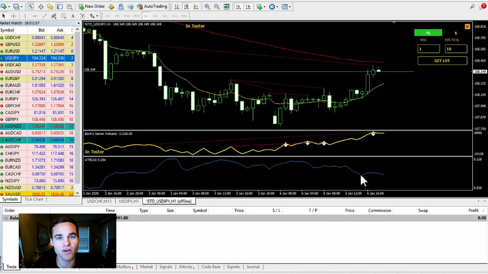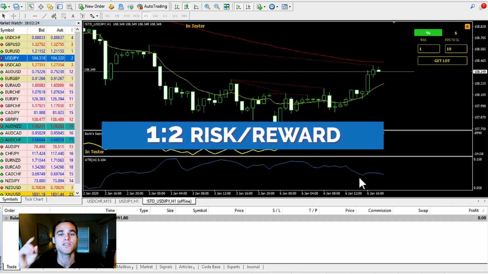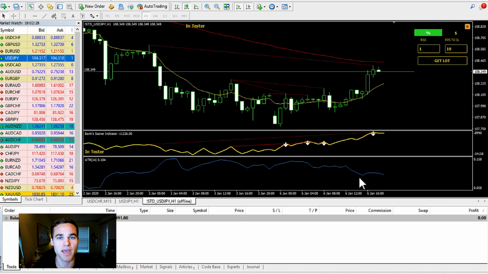So in this scenario, let's take a look at it. For example, if we were to just click right here, we can see that the ATR is 110 points, okay? So in this scenario, we're going to set our stop loss at 110 times 1.5, and our take profit is going to be 110 times 3, which is 330. So in this scenario, we're always going to be using at least a 1 to 2 risk to reward ratio, okay? So we're going to risk 1 in order to make 2.